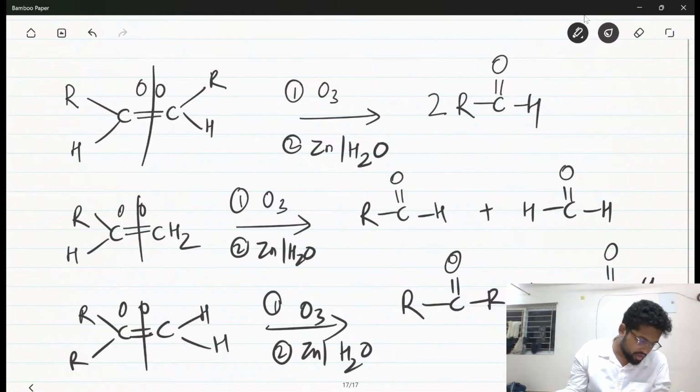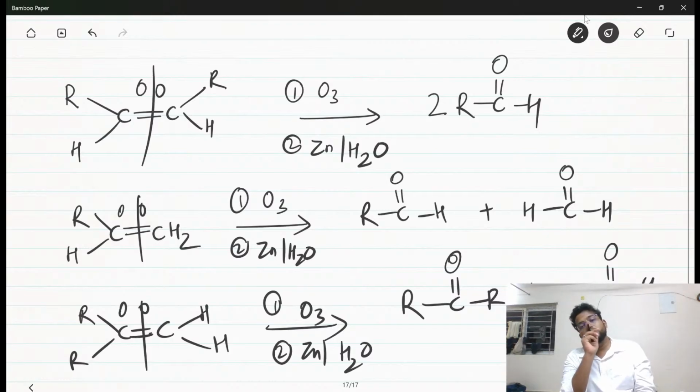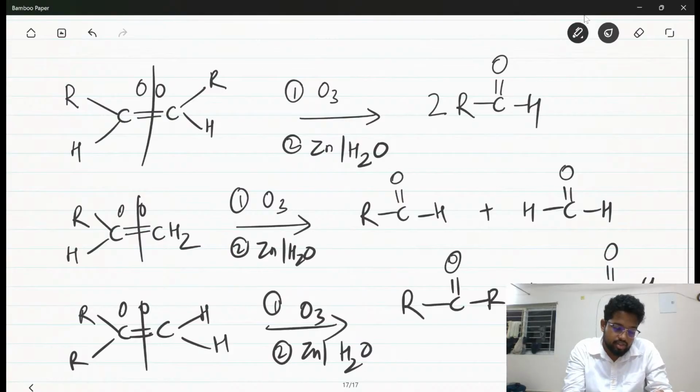Okay, got it. Now let's see one more point, one more question on this. So questions based on ozonolysis. For this, I need to take help from some previous units, like LiAlH4 reduction. Do you remember LiAlH4 reduction?